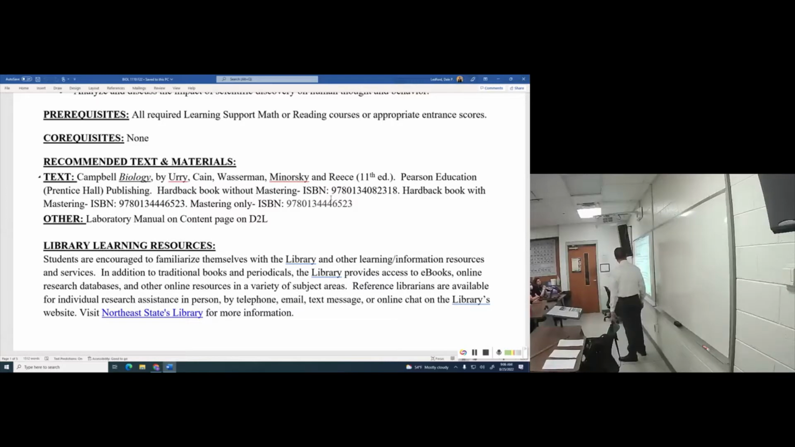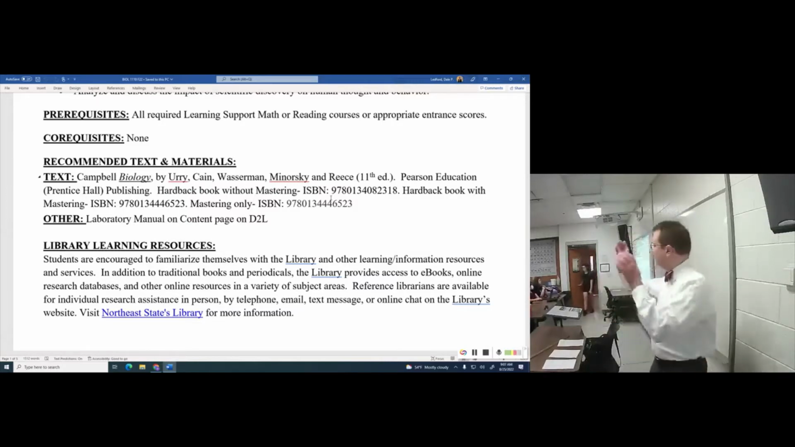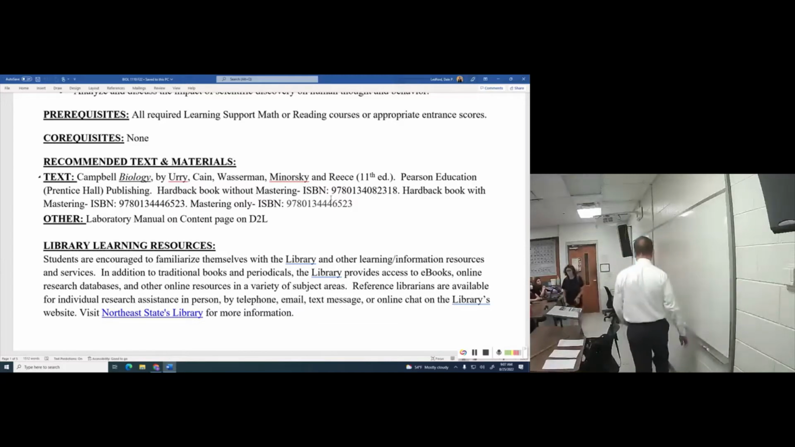If you do want it, the lab manual is on D2L. If you go on my D2L page, you will see the lab manual posted. And that lab manual is set up to be printed. There's a few ways you can do it. One way is print it yourself. Sometimes it's more cost effective to bind it. If you have me for lab today, I recommend at least print lab 1 out and come with it.